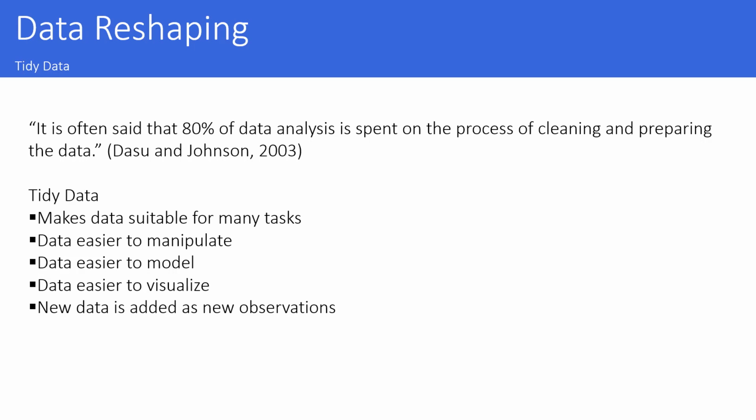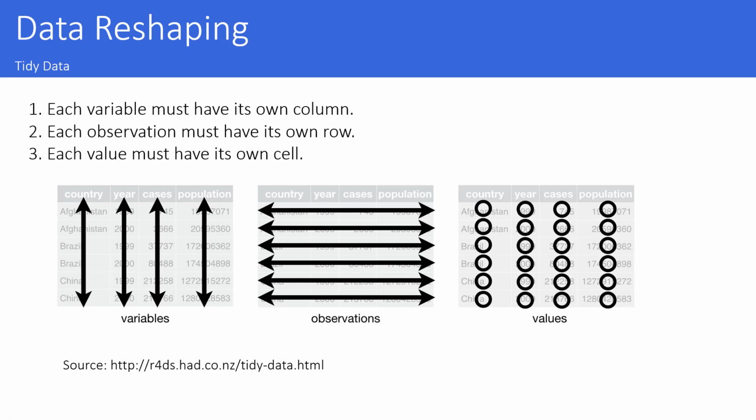So what exactly is tidy data? With tidy data, each variable must have its own column. Each observation must have its own row, and each value must have its own cell. This is visualized in the figure. At the left, you see that each variable has its own column. In the middle, you see all observations are found in their own rows, and at the right, you see that each value has its own cell.